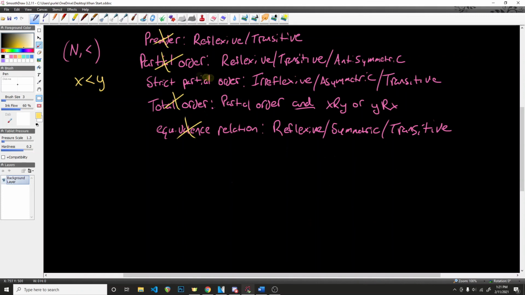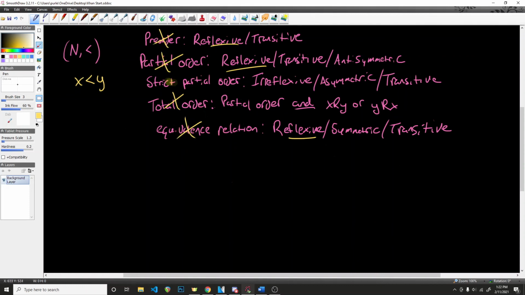Now, I would say by process of elimination, it's strict partial order, but it is possible that it's not any of these. So we need to actually look at all the different possibilities. But we do know that it can't be any of these because it doesn't satisfy this property that is required for it to be pre-order or partial order or an equivalence relation.